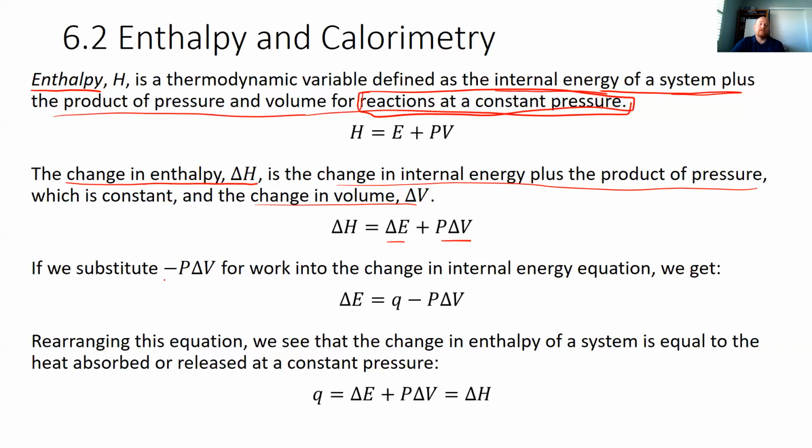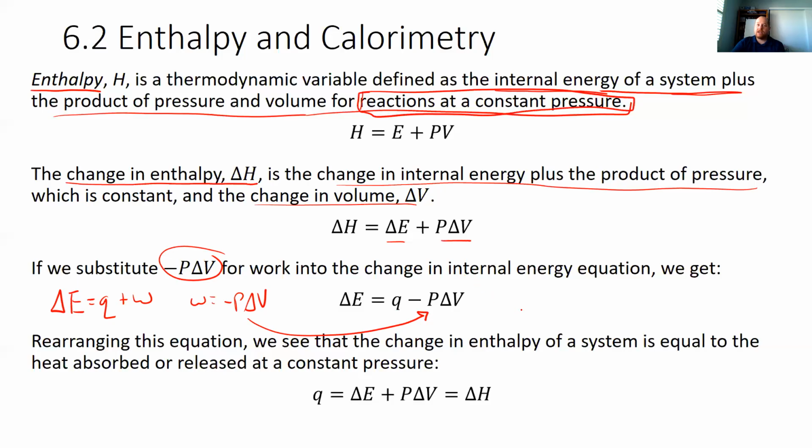Now, if we substitute negative P delta V for work into the internal energy equation, you'll notice that this changes things around a little bit. Remember the internal energy equation that we put in our back pocket a moment ago? Delta E is equal to Q plus W. And work is equal to negative P delta V. So if we plug in negative P delta V for the work, we get delta E is equal to Q minus P delta V.